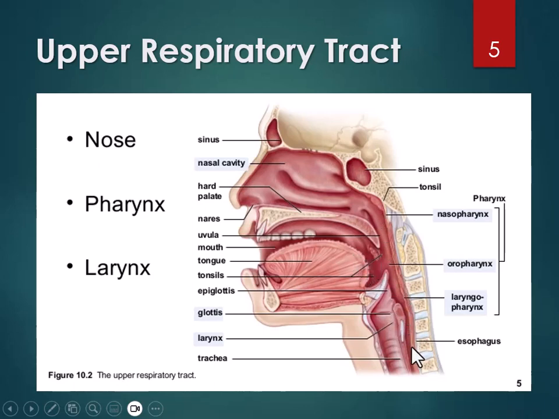You want food or liquid to go down the esophagus. Notice it is posterior to the trachea. So your trachea is in front of the esophagus. So that's the upper respiratory tract.